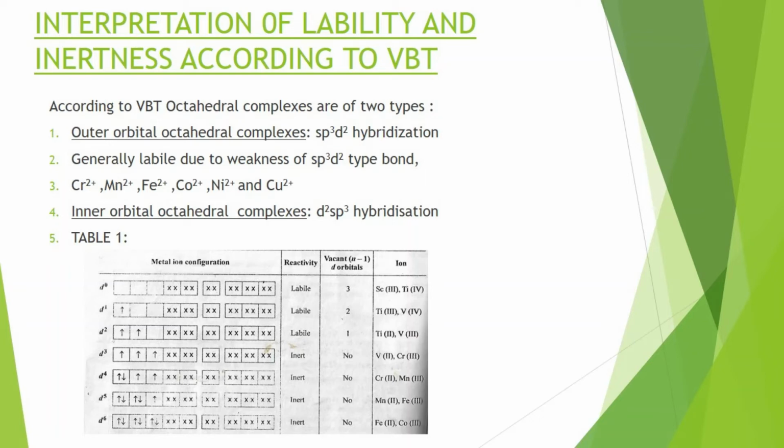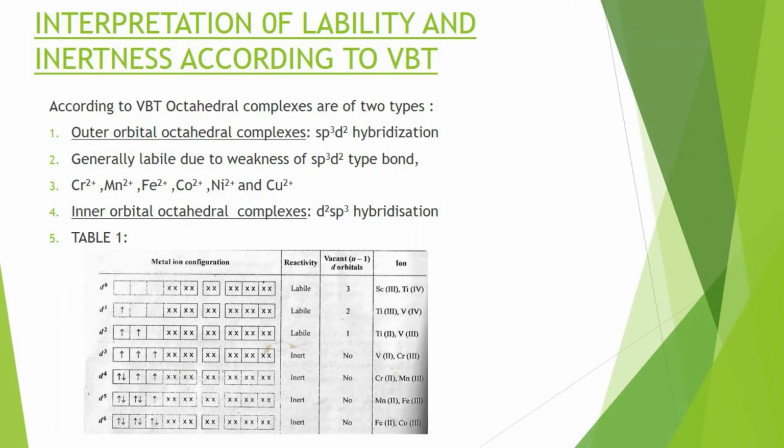Outer orbital octahedral complexes are formed by sp3d2 hybridization. Here the d orbital used is the outer d orbital. Generally, outer orbital octahedral complexes form labile complexes due to weakness of the sp3d2 type bond. Cr2+, Mn2+, Fe2+, Co2+, Ni2+ and Cu2+ ions form labile complexes because they form outer orbital octahedral complexes.